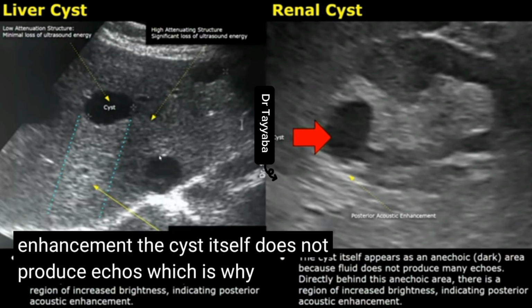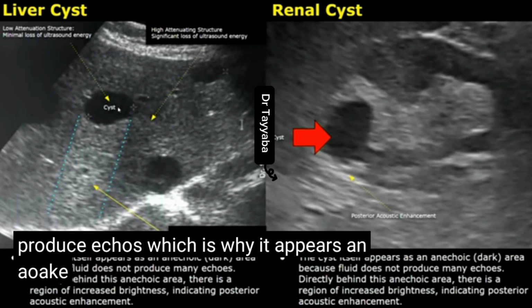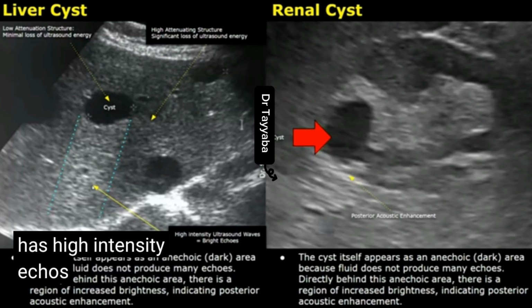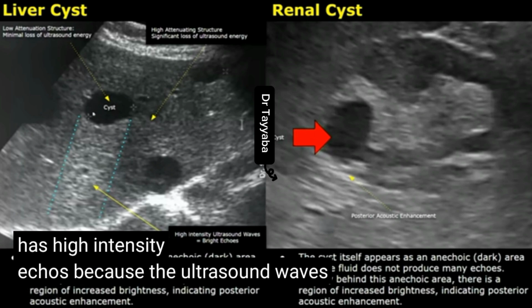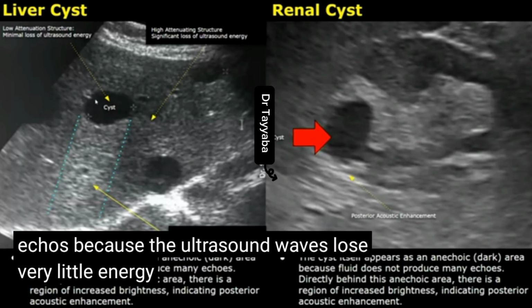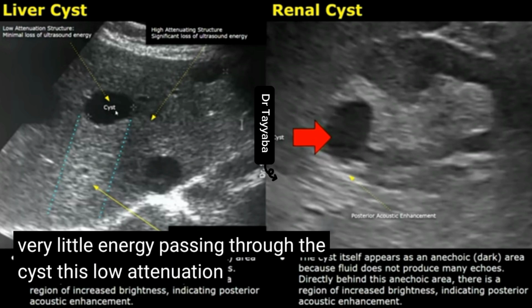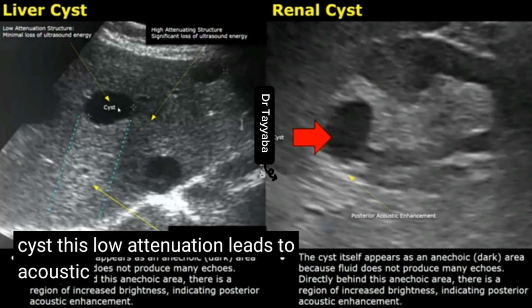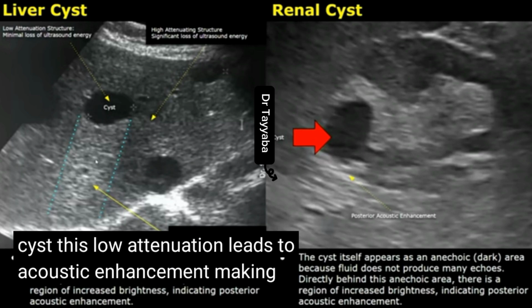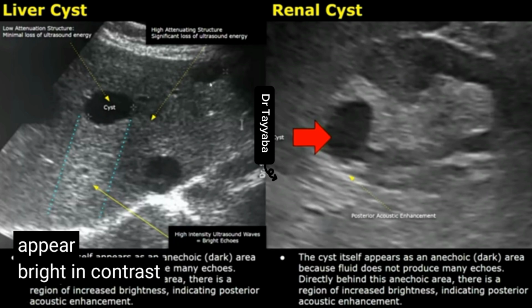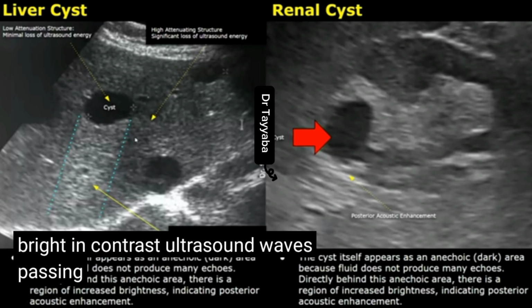The cyst itself does not produce echoes. That's why it appears anechoic. The bright area behind the cyst has higher intensity echoes because the ultrasound waves lose very little energy passing through the cyst. This low attenuation leads to acoustic enhancement, making this area appear bright.